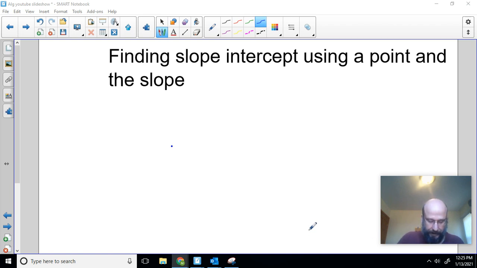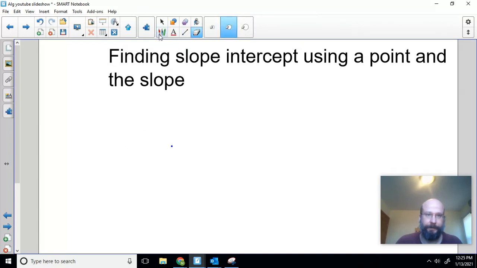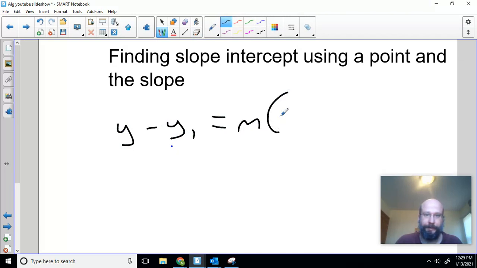Hi, we're back. So now we're going to talk about finding slope intercept using a point and a slope. When you have a point and a slope, the formula is y minus y1 equals the slope times x minus x1. Right, which looks confusing, but it's not confusing.